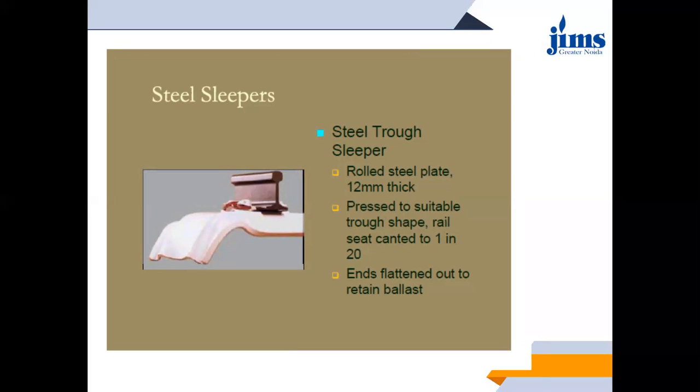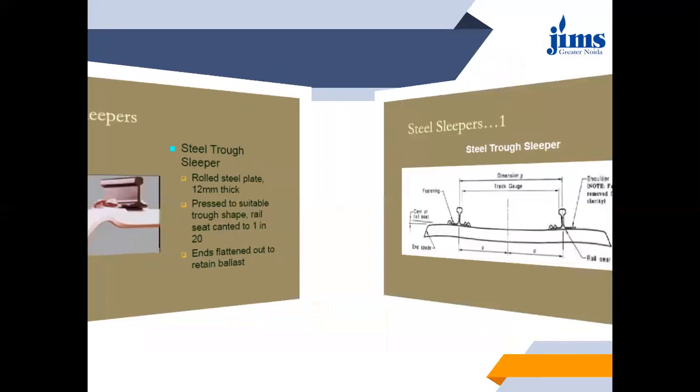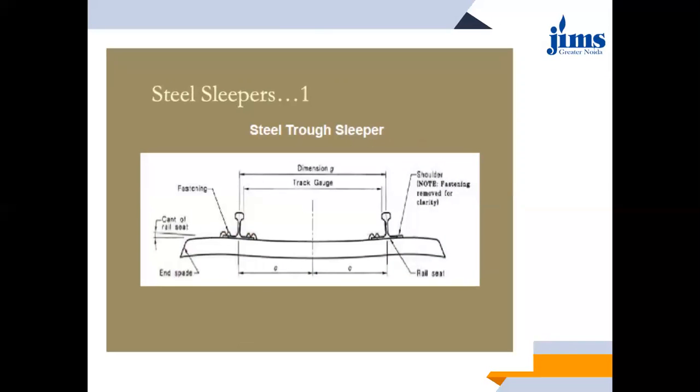Like in concrete sleeper, we have to provide an additional plate, or apart from that, while casting, we have to keep it in mind. Similarly, over here, the steel tray was pressed to a suitable shape, which is a canting of 1 in 20. Plus, also, the ends were flattened out to retain the ballast, so that it may not move. See, this is a cross section of a steel trough sleeper.